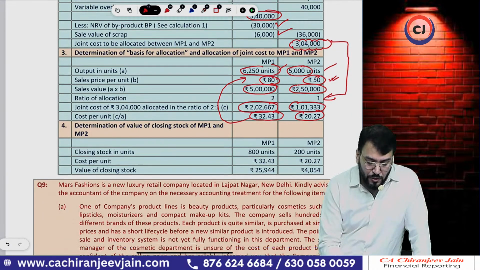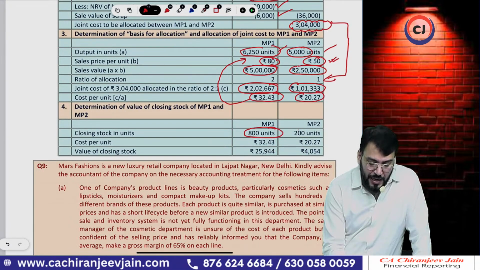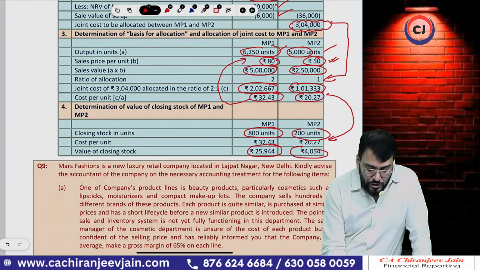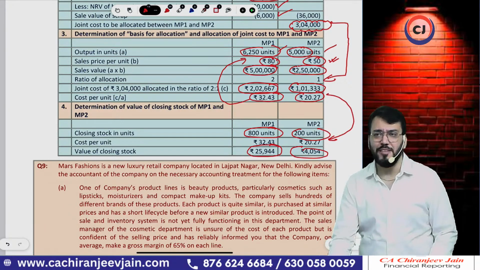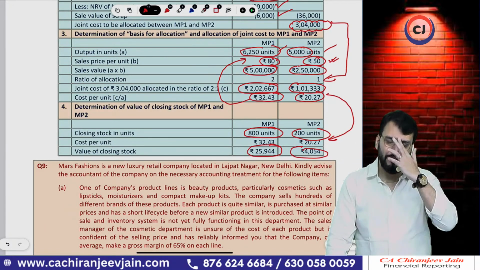Now you have been given the closing stock, 800 units and 200 units. Multiply with the cost price and you will get the value of closing stock. Super easy question. At CA final level, super easy. At CA inter it can be a good question.